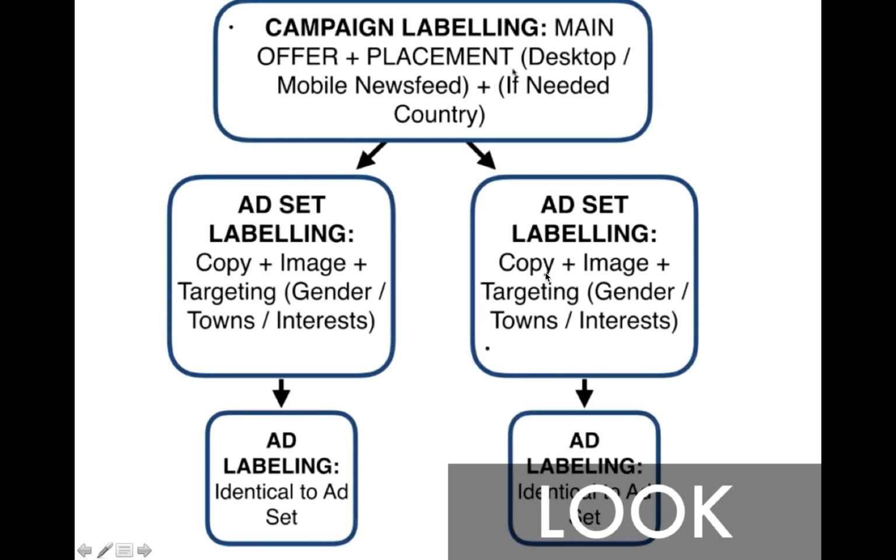So if you had two different ad sets, you might have the same copy, but the image, which is where the ad is, is different. Then you just label the image differently. So here you have a woman doing ab exercises, and here you have a woman doing a squat. Let's say copy price, then the image, woman ab exercise, woman squat, plus the targeting: woman, London, and interests might be fitness and fat loss, wherever it may be. So that's how it's going to look. Here you've got ad labeling identical to ad set, ad labeling identical to ad set.